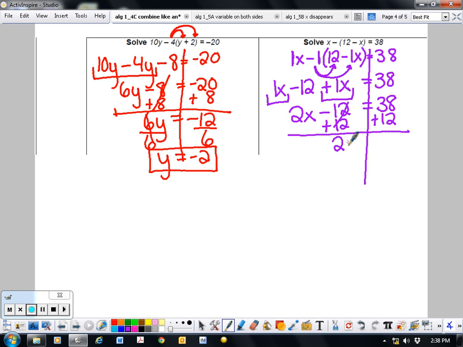So now I have 2x equals 50. Now that 2 is right next to the x, so that's times. So to undo times, I divide. I divide by 2 on both sides. So now I have x equals 25.